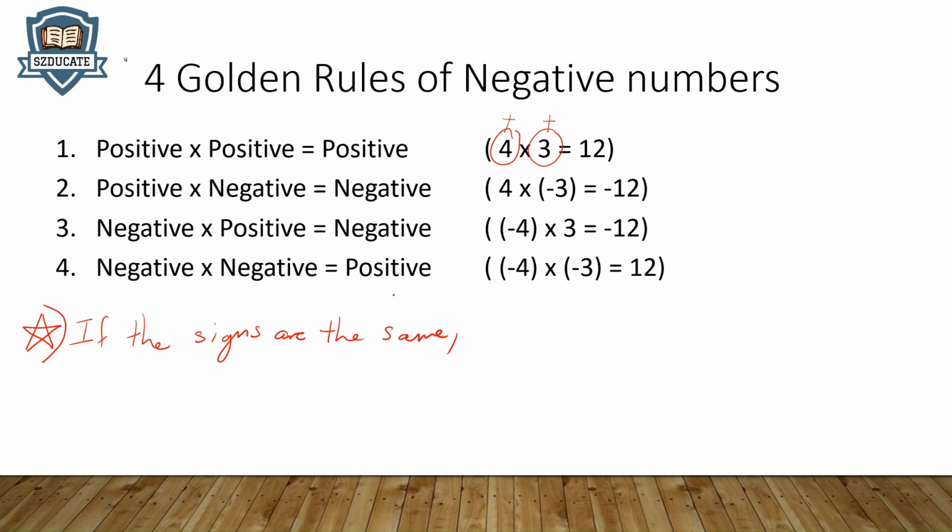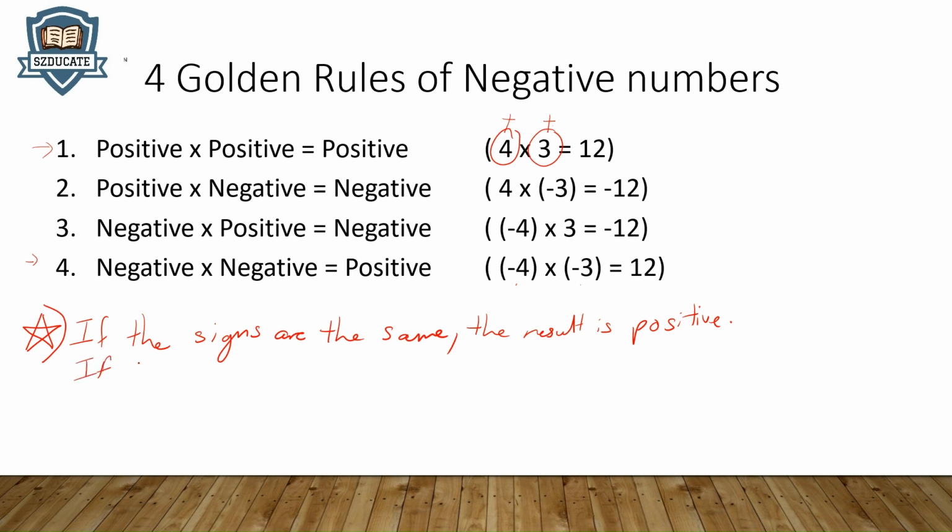So if the signs are the same, it's applicable for number 1 and number 4. Why? Because the signs are the same. The first number is negative, the second number is also negative. If the signs are the same, the result is positive. See? The smart one might be able to see, but I still have to write.